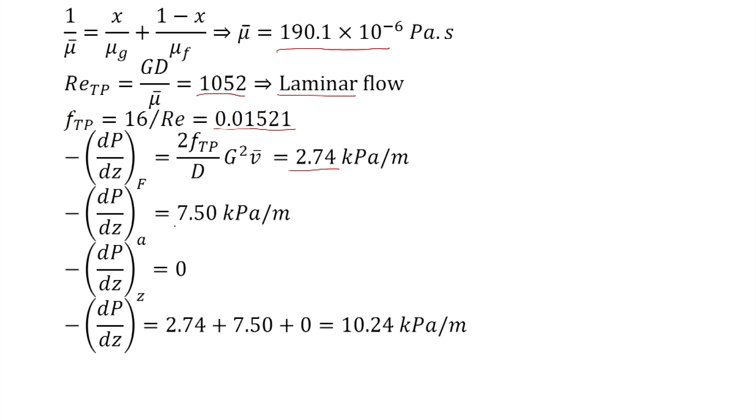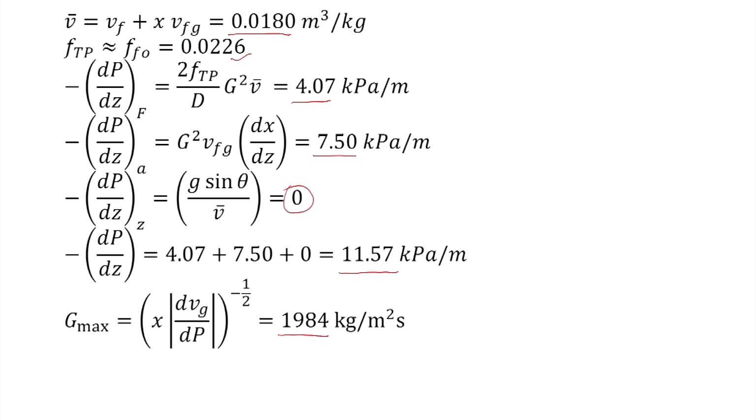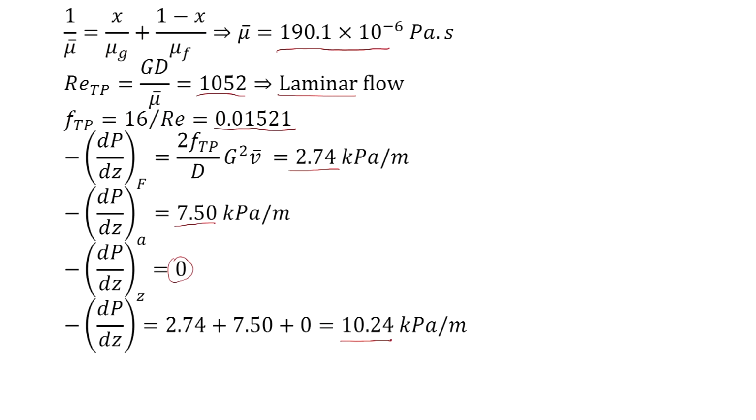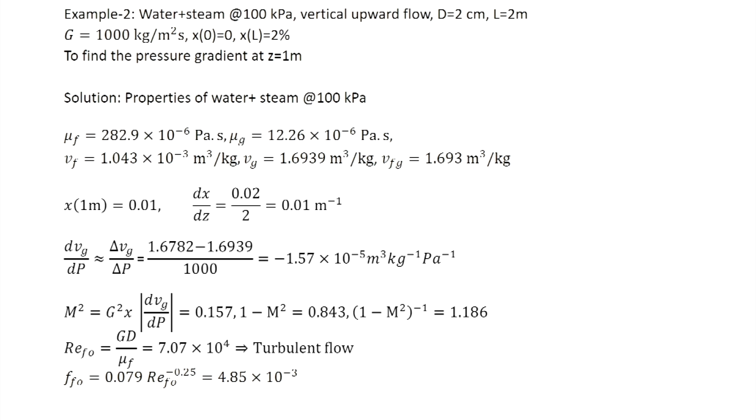The acceleration pressure gradient is the same as before, and the gravitational pressure gradient is 0. So, we add all these three and get 10.24 kilopascal per meter. The previous calculation was 11.57 kilopascal per meter, and now we have got 10.24 kilopascal per meter, which is slightly different.